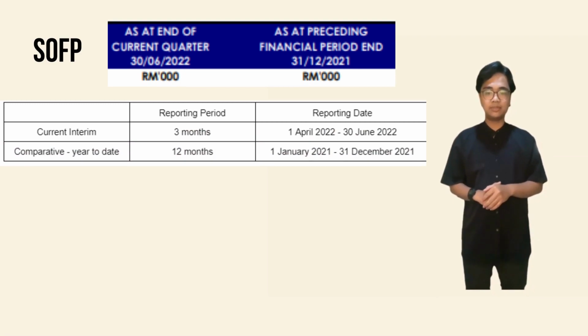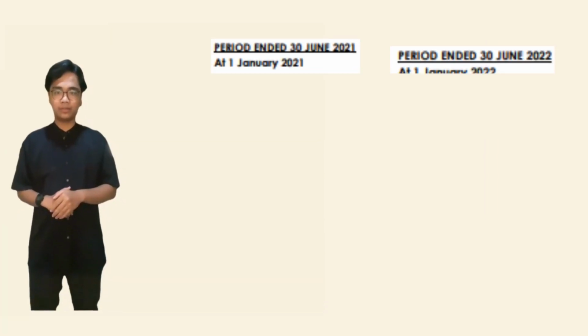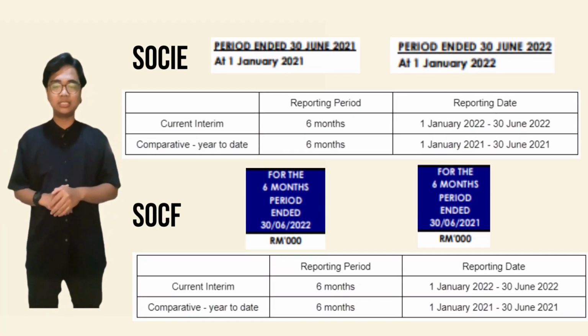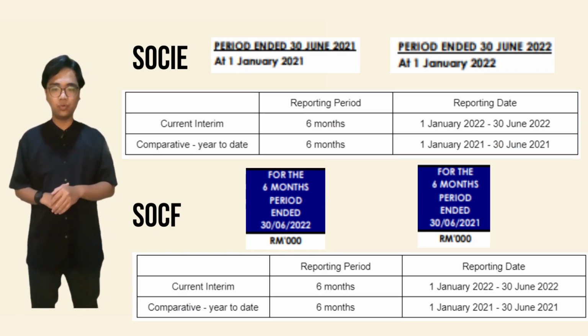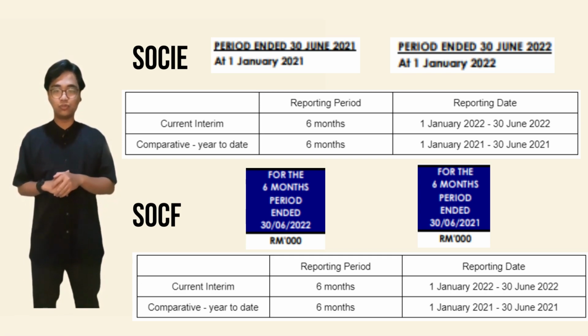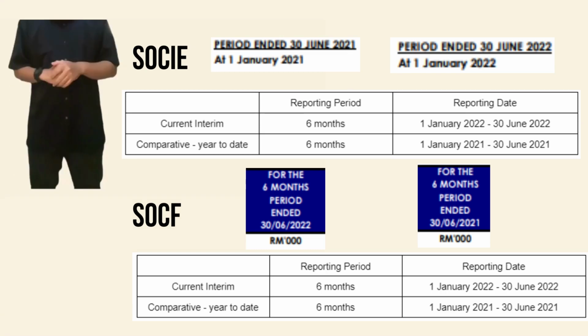For the statement of financial position, it is as at 30 June 2022 for current interim period, and its comparative is as at 31st December 2021. For statement of changes in equity and statement of cash flow, the current interim period is 6 months, starting from January 2022 and ending in June 2022, while the comparative is from January 2021 to June 2021.